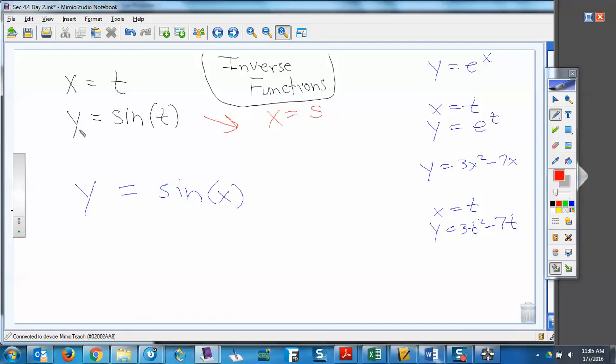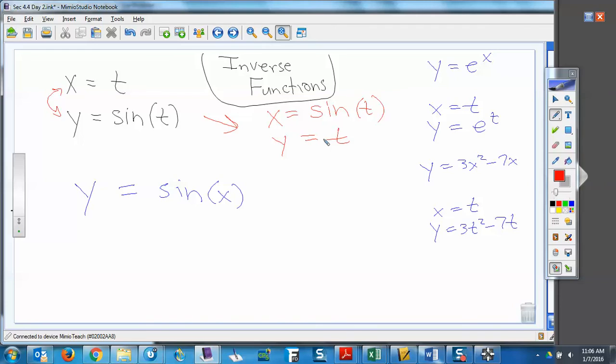No. We're going to interchange the x and the y. So x would equal sine t, and y would equal, no, t. We're just interchanging. Interchange the x and the y. So put sine t up here and put t down here. That's interchanging the x and the y, right?